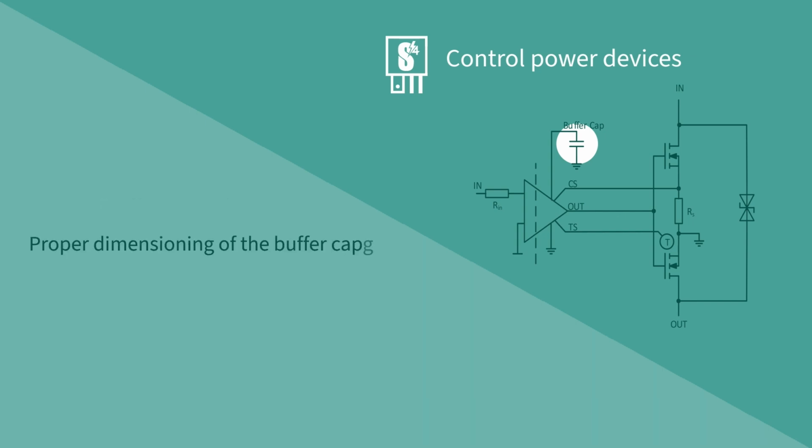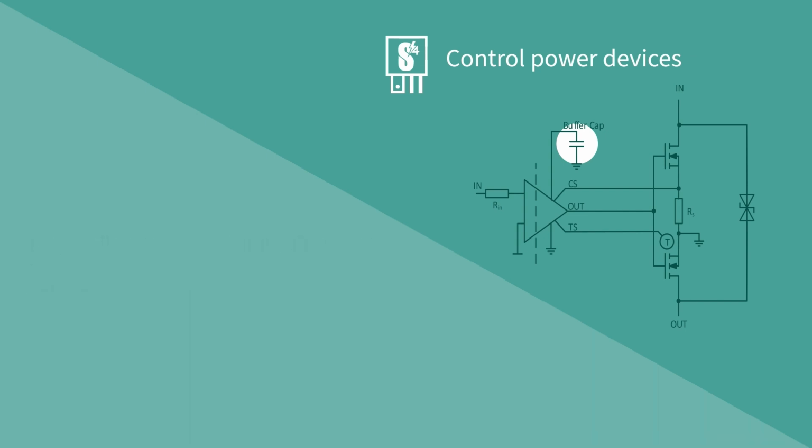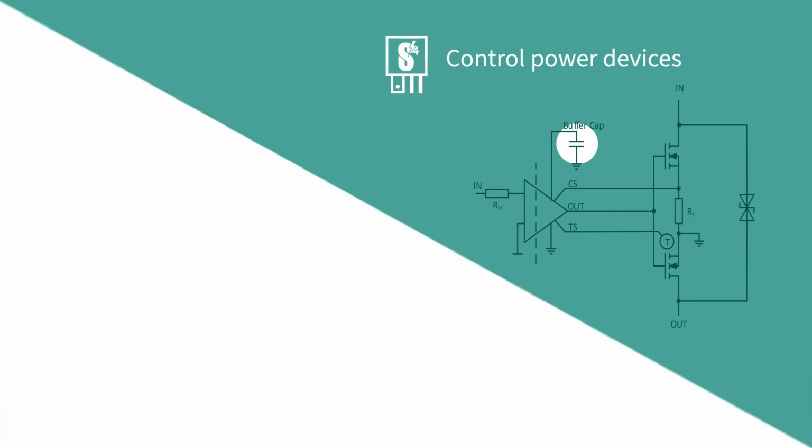Proper dimensioning of the buffer capacitor requires the gate charge and minimum gate voltage of the power device. In an AC configuration of the switching transistor, one switch is in blocking mode while the other is in freewheeling mode. As a result, only one transistor passes the Miller effect.